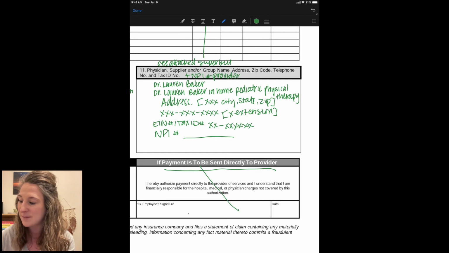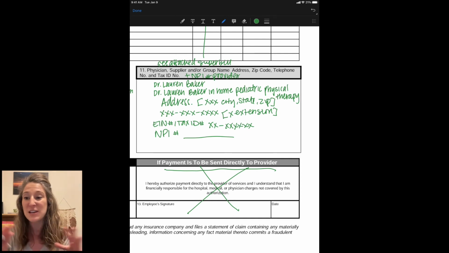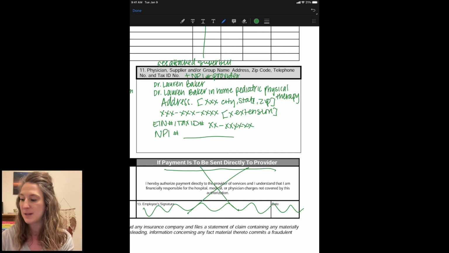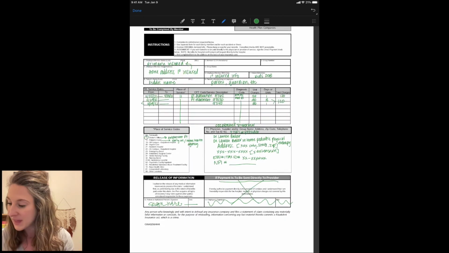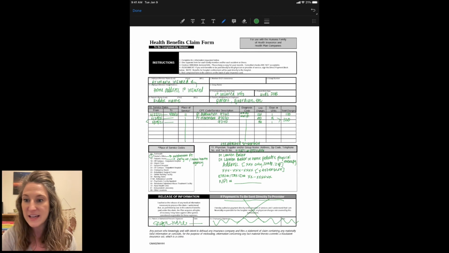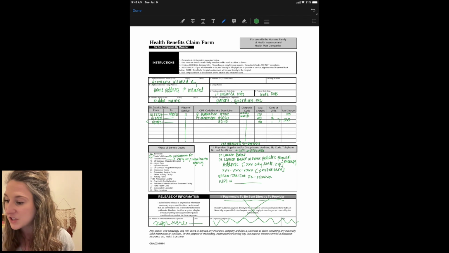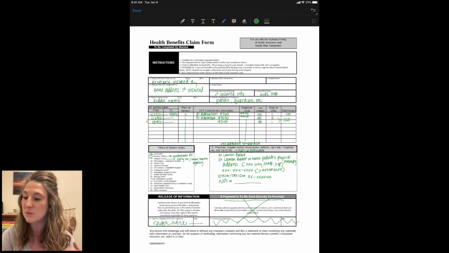A lot of times in an example form, if I fill out for my families like this, I will X that box out so they know that they don't have to sign it. But you do not want to sign there because you want the payment to go to you. That is the full example. You can take a screenshot of that information if you want to. Hopefully this was really helpful in allowing you to understand a little bit more of those nuances with submitting for reimbursement.